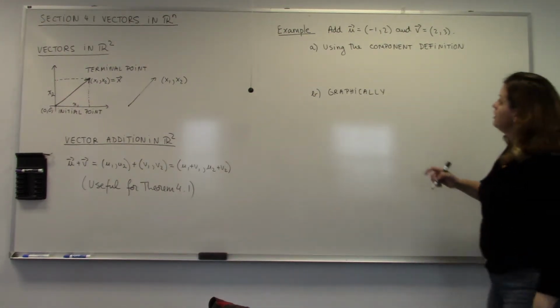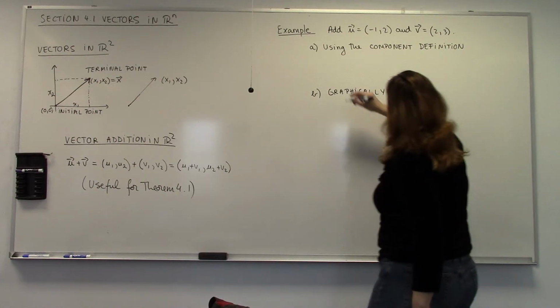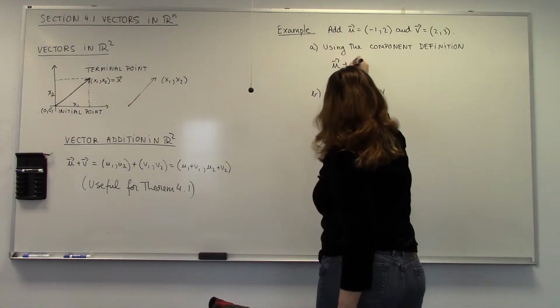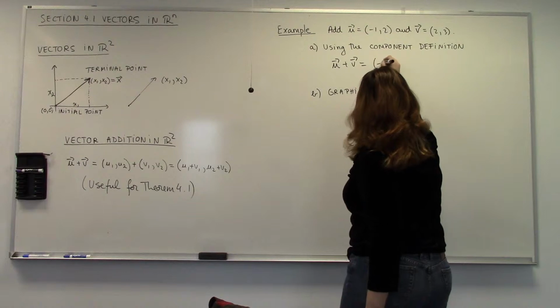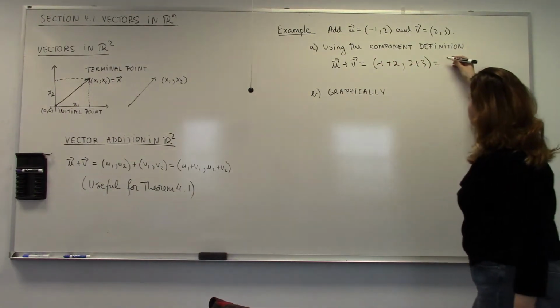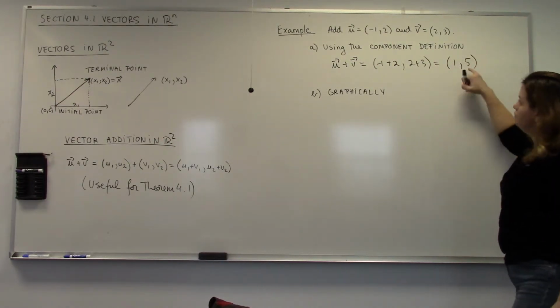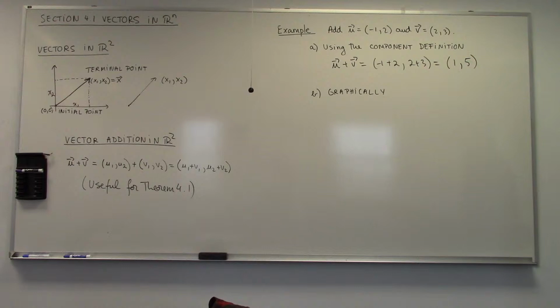Okay, so let's use an example. So of course, here if you have vector u to be -1, 2, vector v to be 2, 3, of course vector u plus v is going to be -1 plus 2, 2 plus 3, and so we get 1 and 5 to be the resulting vector.